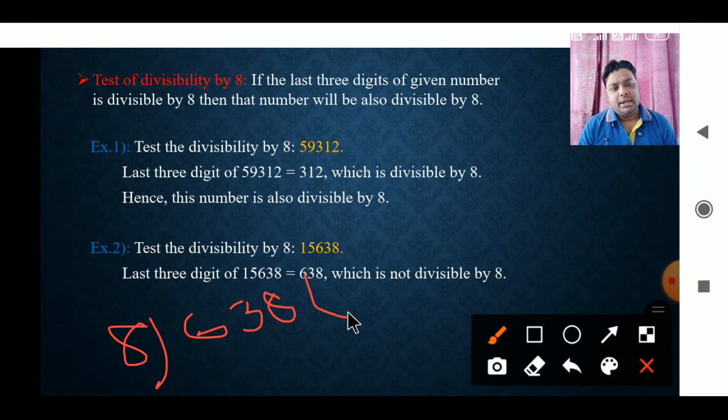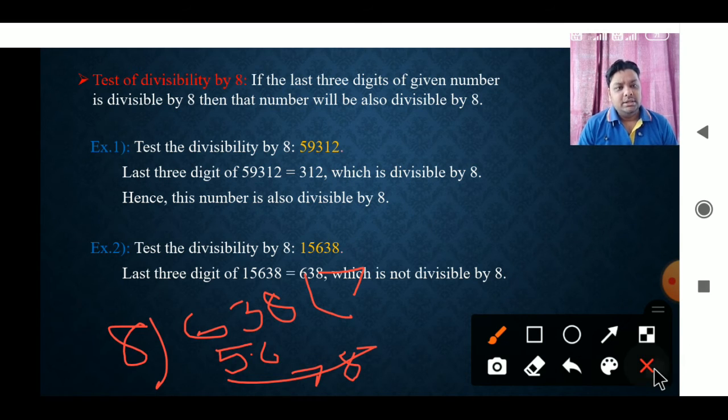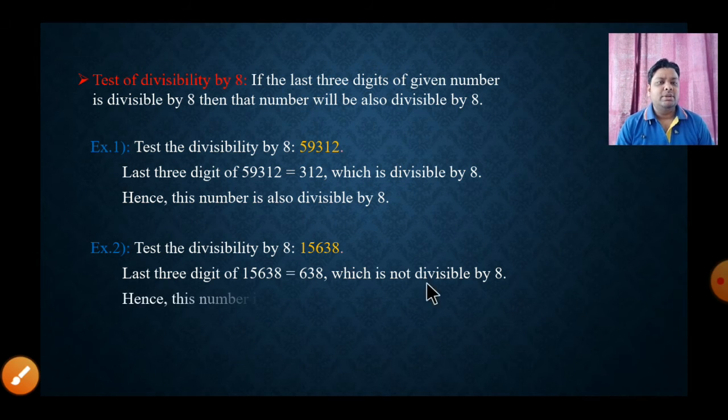8 8s are 64. It means we can multiply it by 7. 8 7s are what? 56. Okay, then what is left? 7, and we will note down the next number. It is 8. 8 9s are 72 and 8 10s are 80. It means it is not divisible clearly. So we can say that this number 15638 is also not divisible by 8.